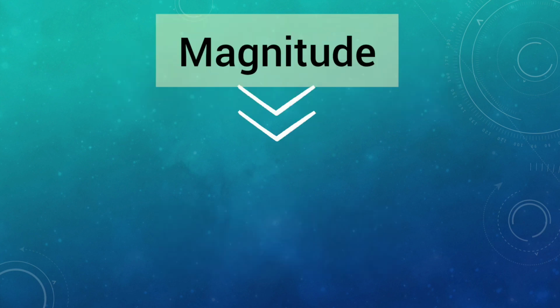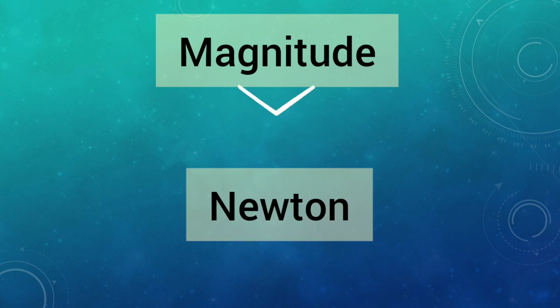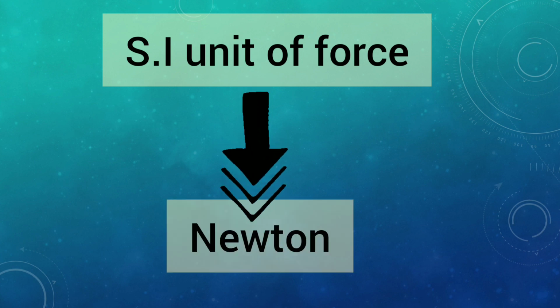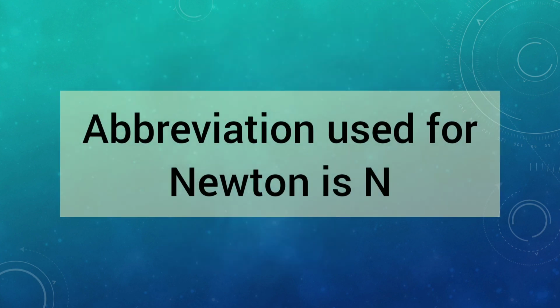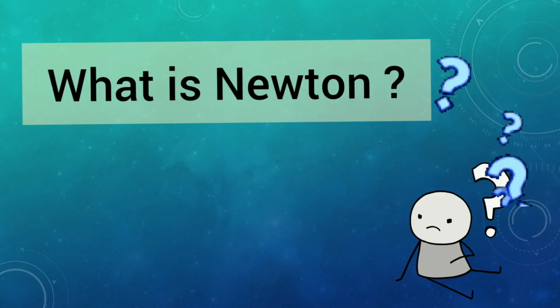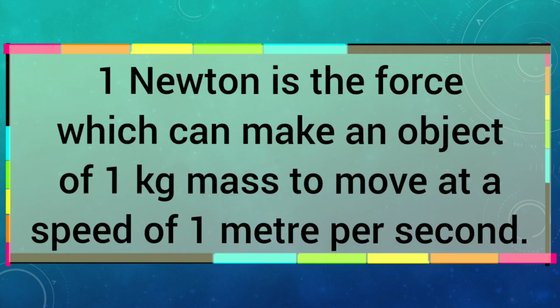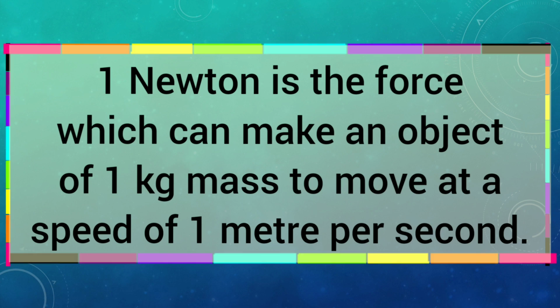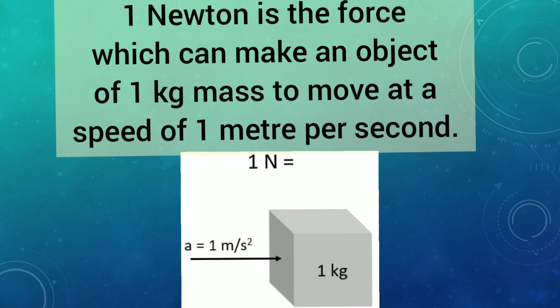The magnitude of a force is expressed in the SI unit of force called Newton. So the SI unit of force is called Newton. Okay, and the abbreviation of Newton is N, meaning we just write capital N in place of Newton. Clear? Okay, what is Newton? 1 Newton is the force which can make an object of 1 kg mass move at a speed of 1 meter per second.